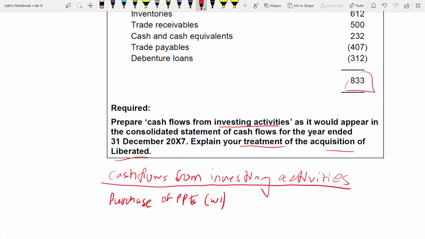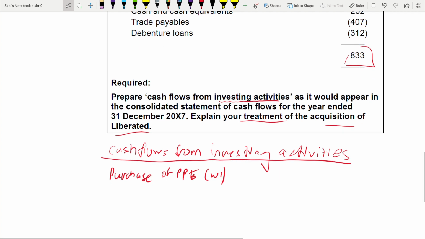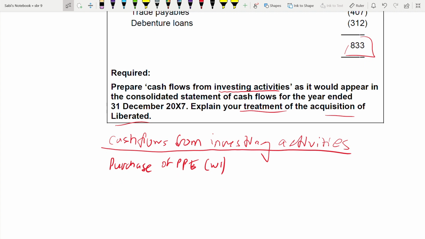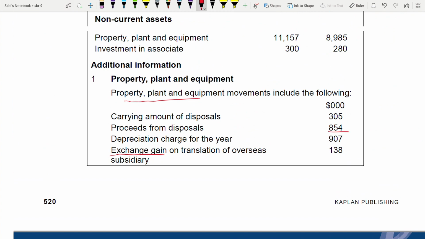Working one will put the label as such. Because always, whenever there is some non-current asset, how much you have purchased, there's a separate working. Directly it's not given. Then proceeds from disposal. You have disposed also something, right? There's a proceed from it. This directly you can take. Okay. What is the amount? Proceeds from disposal is 854.